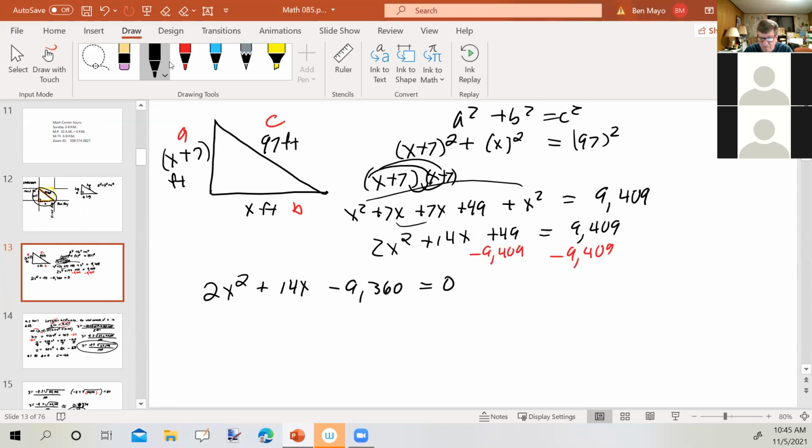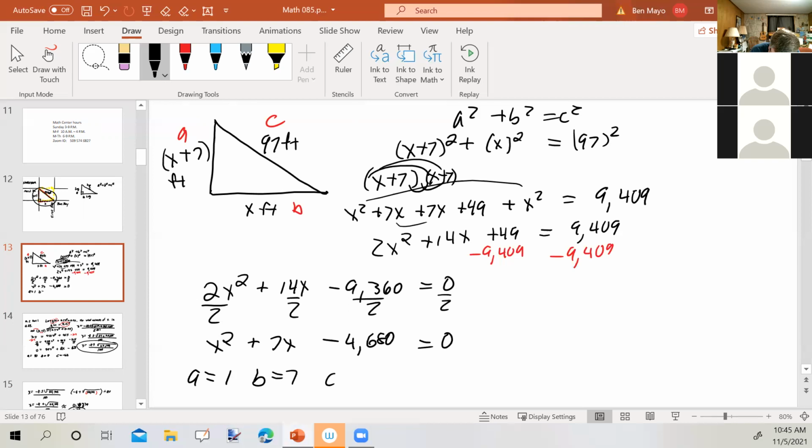Now, I notice that all the coefficients are even, so I could divide each term by 2 just to make the numbers somewhat smaller. 9,360 divided by 2 is 4,680. Okay, so I've got my quadratic equation ready to go. Let's see what we can do here. A is 1, B is 7, C is negative 4680.